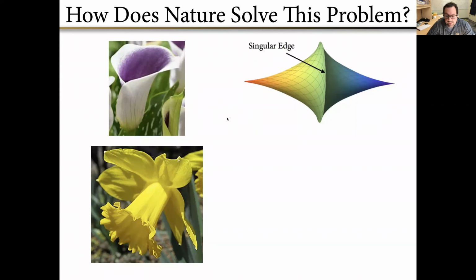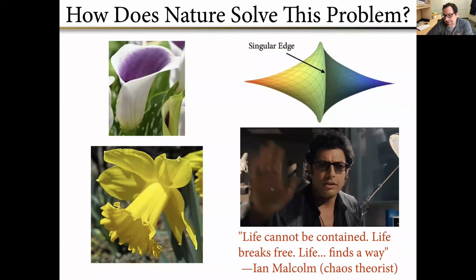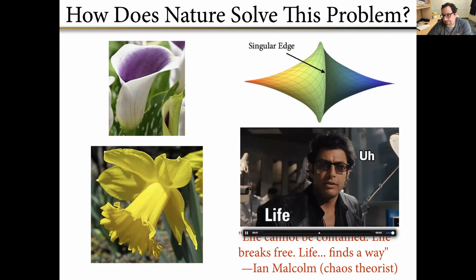There's a quote about why nature can just do what it wants: life cannot be contained, life breaks free, life finds a way. Does anybody know what this quote is from? Yeah, it's from Jurassic Park. Very good. I've been using this quote for a while, and I'm always worried that at some point nobody's going to know. But this is from Jurassic Park, right? This movie is funny because this guy's supposed to be a chaos theorist, which I'm not really sure what that is.